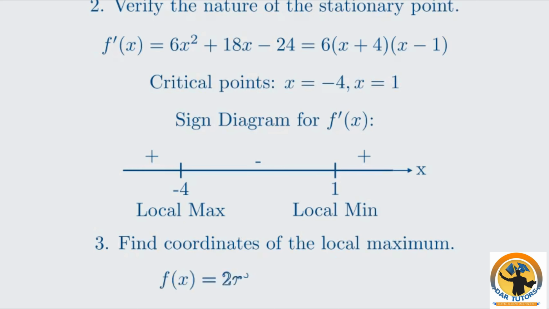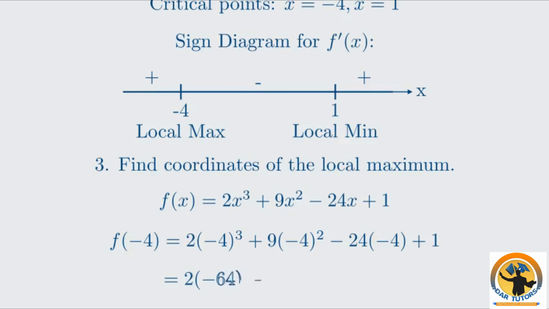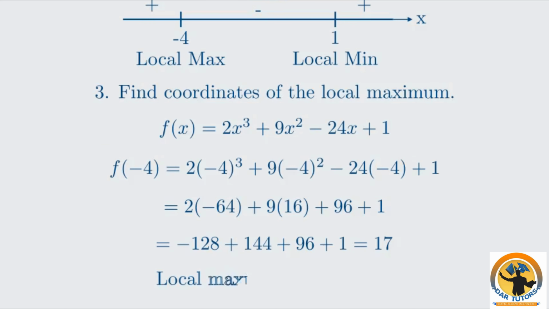Finally, we find the coordinates of the local maximum. We substitute x equals -4 into the original function, now with a equals 9. f of -4 equals 2 times -64, plus 9 times 16, plus 96, plus 1. This calculates to 17. So the local maximum is at the point (-4, 17).